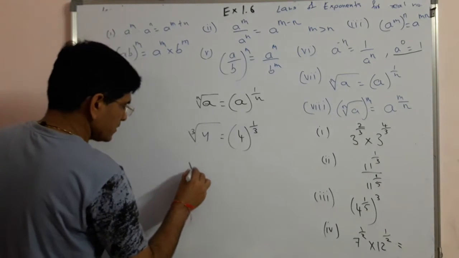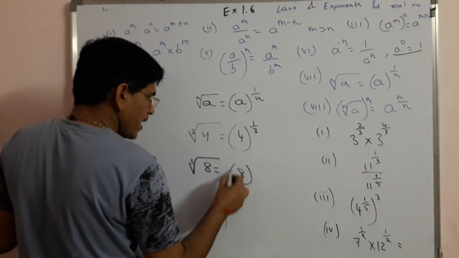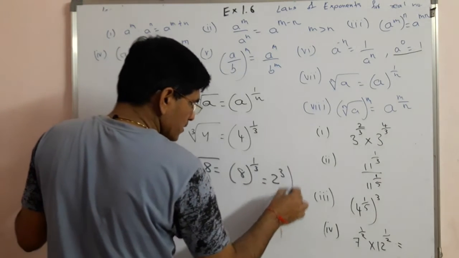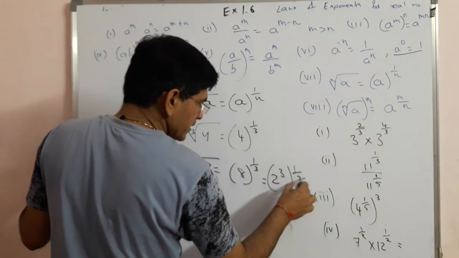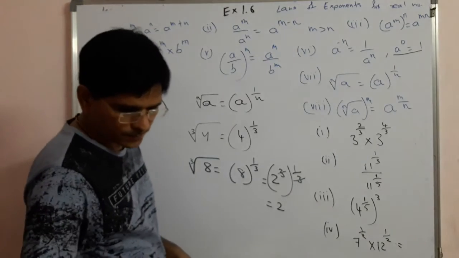Generally, now the question is like that. Here it is the cube root of 8. So what do I have to write? 8 to the power 1 by 3. That is, 8 means 2 to the power 3, so (2 to the power 3) to the power 1 by 3. The 3 cancels with 3, so the answer is 2.